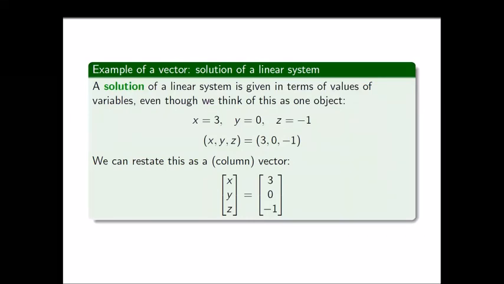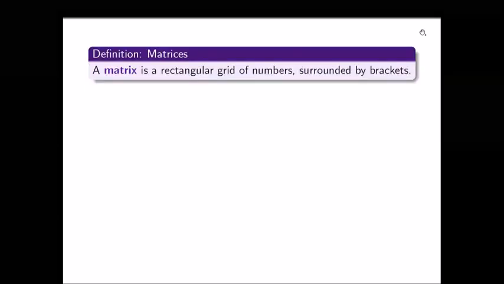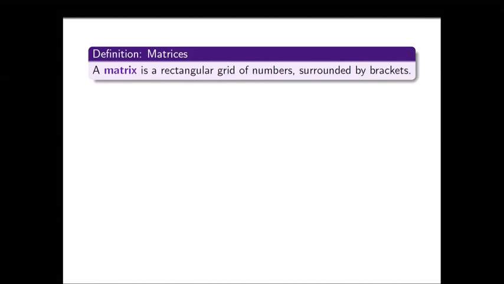Here's another example. So if we have a linear system, its solution can be written down as a vector as well. So let's say we have a solution to a linear system, which is x equal to 3, y equal to 0, and z equal to -1, we can write that as a column vector where our entries are 3, 0, and -1.